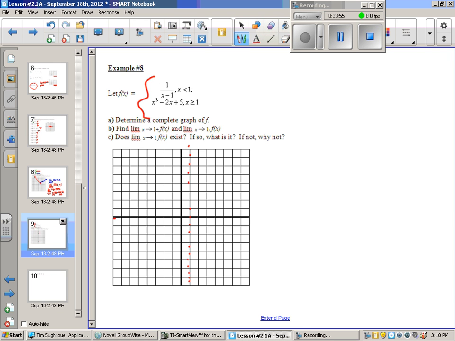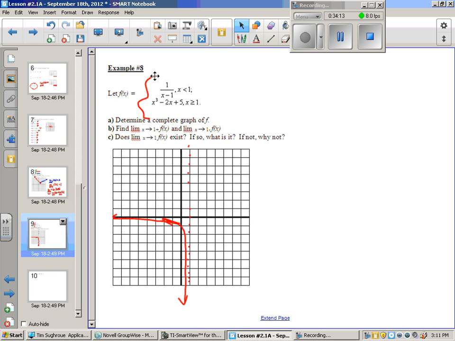So it's going to look something like this. It goes through the point (0, -1), and then it comes down this way. That's that half of the rational function. It's hard to get a great picture on this because of the way it's oriented.